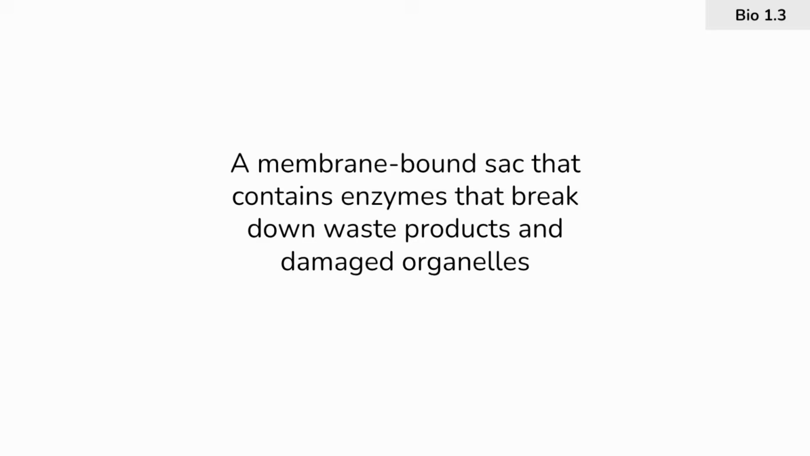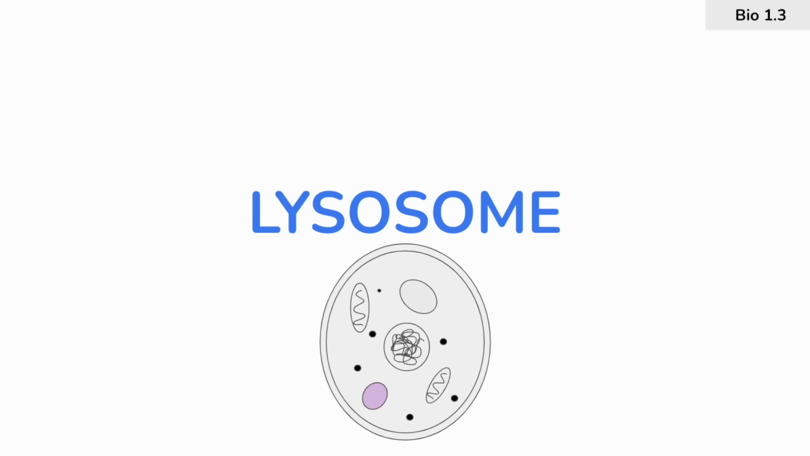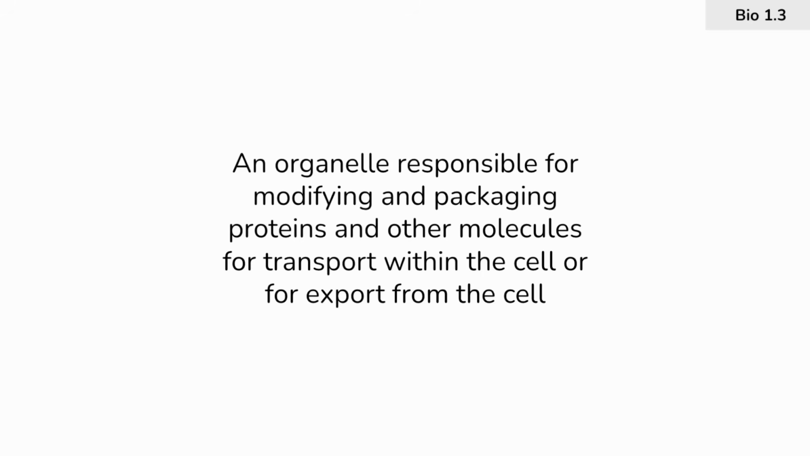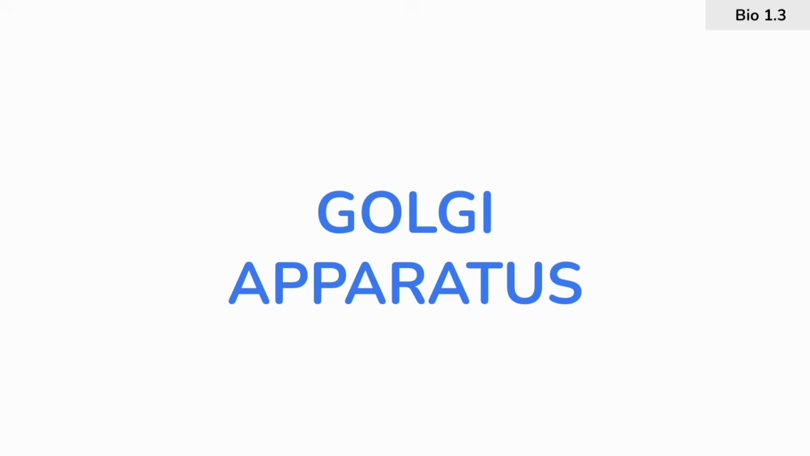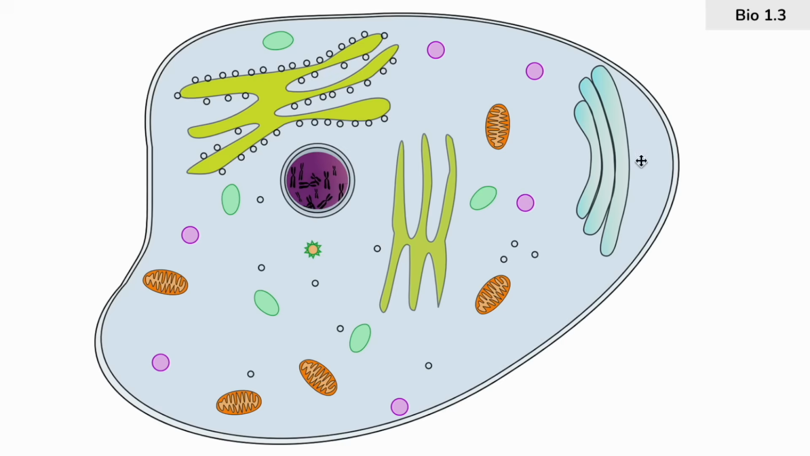A membrane-bound sac that contains enzymes that break down waste products and damaged organelles, that is a lysosome. Now, on a diagram you might just see this as a circle with a membrane around it, but remember that lysosomes are often referred to as the garbage disposal of the cell because they're responsible for breaking down waste. An organelle responsible for modifying and packaging proteins and other molecules for transport within the cell or export from the cell is the Golgi apparatus or the Golgi body. Now, you might see that illustrated as a series of several different membranes like this here on a cell model.